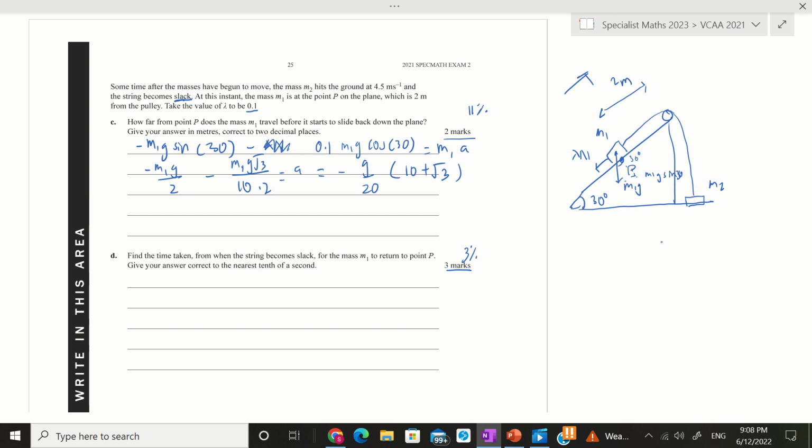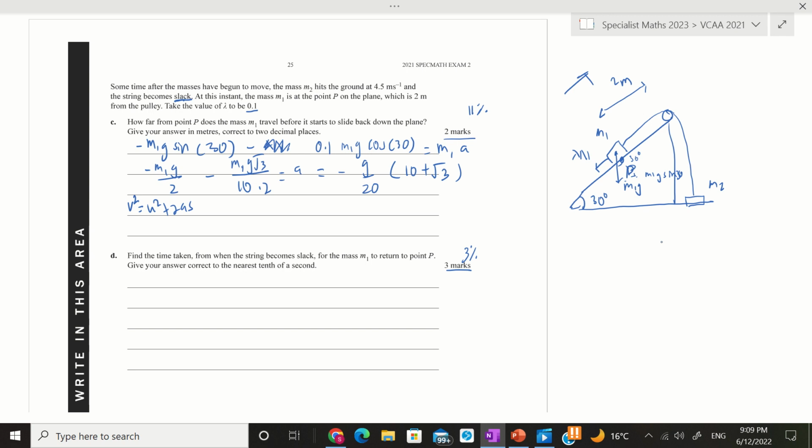We can use one of the constant acceleration formulas because obviously this value here is constant. We can use it to find how far up the plane M1 is going to keep traveling. Remember, point P is defined as the point where M2 hits the ground. So we want to find how much further than point P M1 is going to travel up the plane. Let's try doing that. The formula is v squared is equal to u squared plus 2as, right?